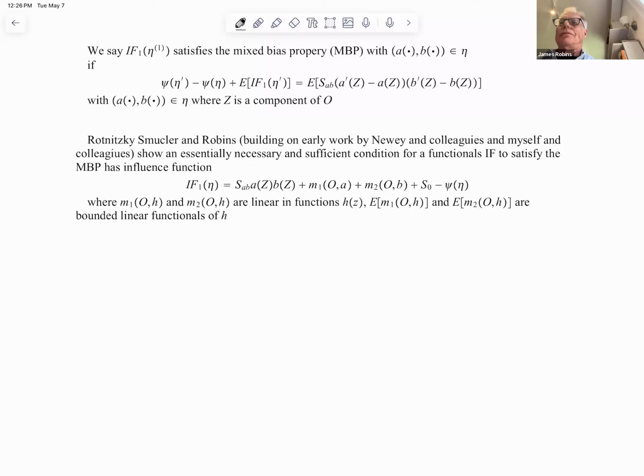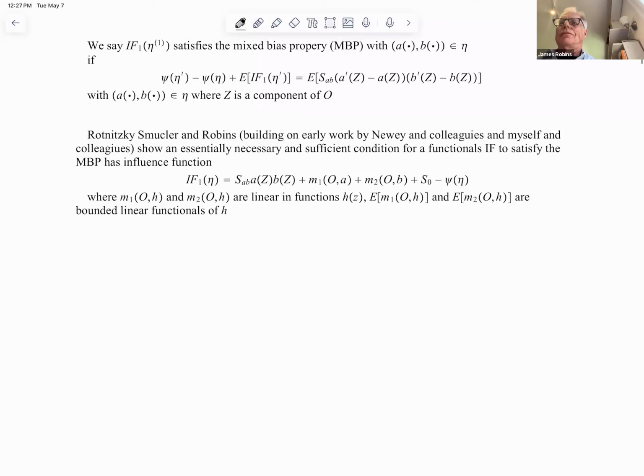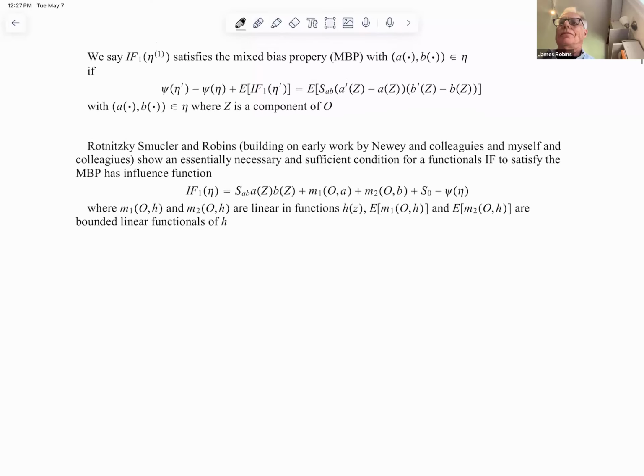And then a paper with Andrea Butnitsky and Ezekiel and myself, building on earlier work by Nui and some things I had done with colleagues, showed that essentially a necessary and sufficient condition for the influence function to satisfy the mixed bias property, that is to have double robustness, is that the influence function has to be this SAB times the joint product of A of Z and B of Z, plus two linear functionals of A and B. That is, M1(A) is just a linear functional in A, it gives a number, and so too M2(B). And if it looks like that, then you're going to be doubly robust. It's kind of cool that way, if you can work backwards.